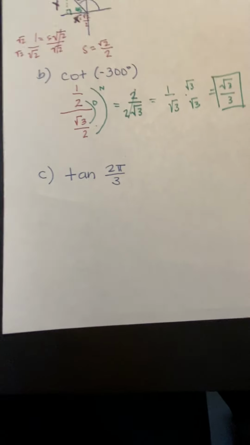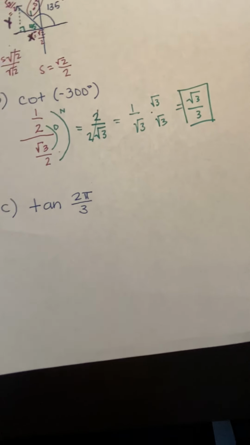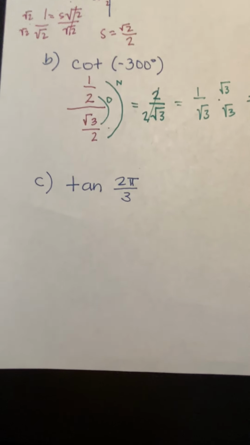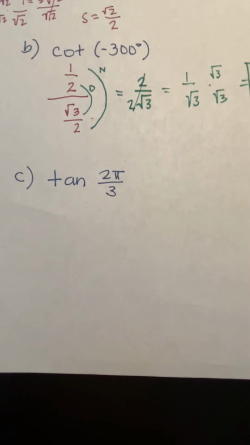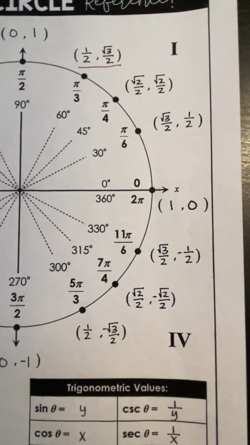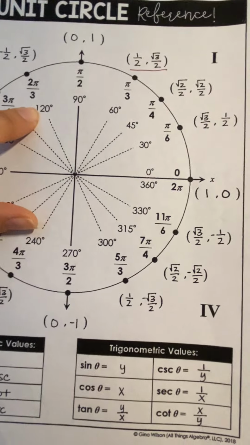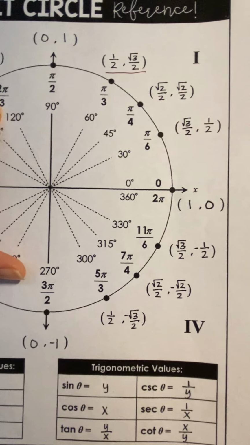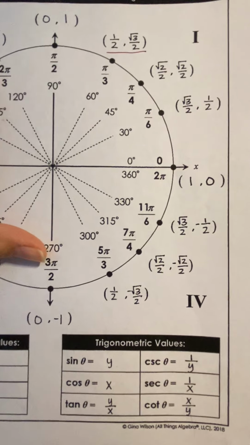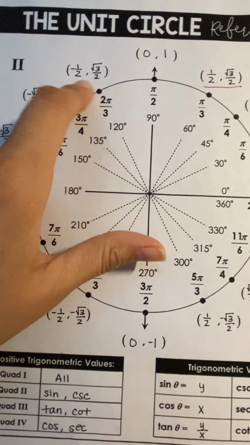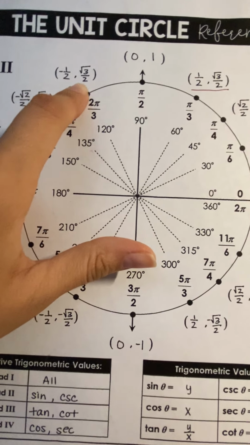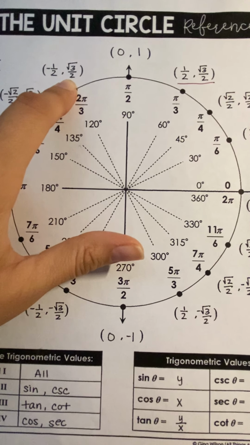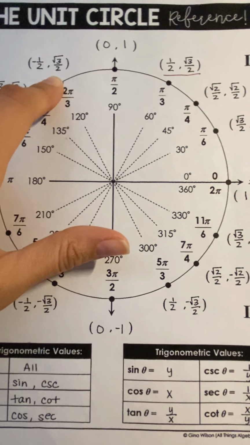Let's try one with radians. Again, if you memorize the unit circle, it should be a piece of cake. Tangent of 2 pi over 3. Well, what is 2 pi over 3? It is 120 degrees. We're going to use this ordered pair right here: negative 1/2, and square root of 3 over 2.